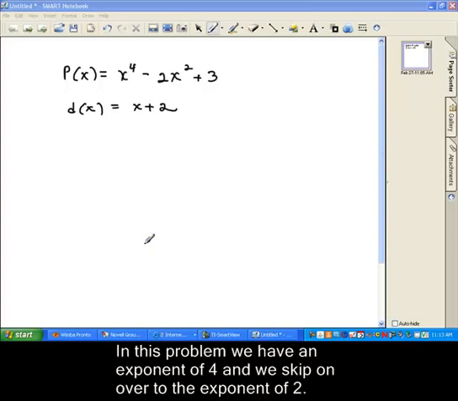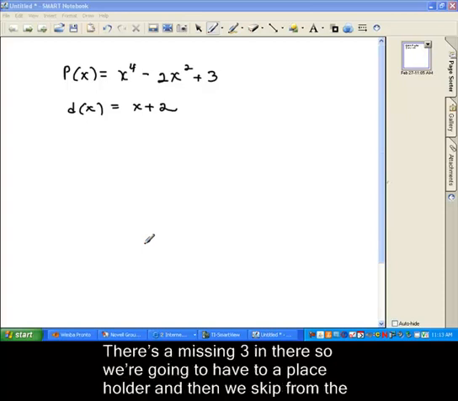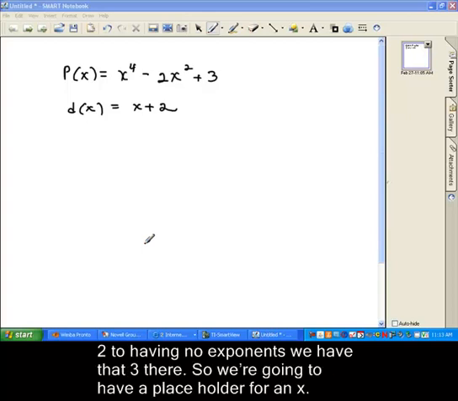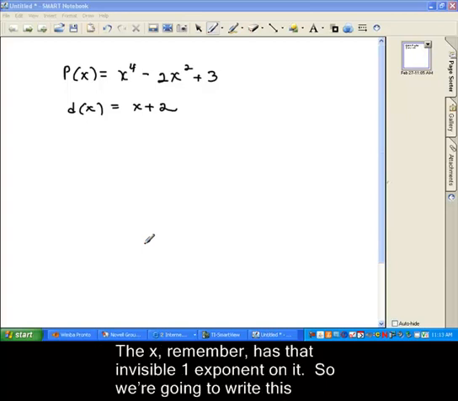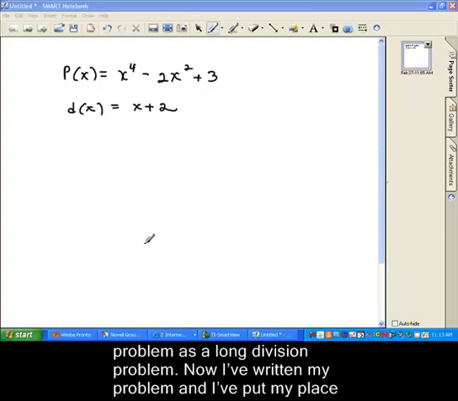In this problem, we have an exponent of 4, and we skip on over to an exponent of 2. There's a missing 3 in there, so we're going to have to do a placeholder. And then we skip from the 2 to having no exponents. We have that 3 there. So we're going to have a placeholder for an x. The x, remember, has that invisible 1 exponent on it. So we're going to write this problem as a long division problem.